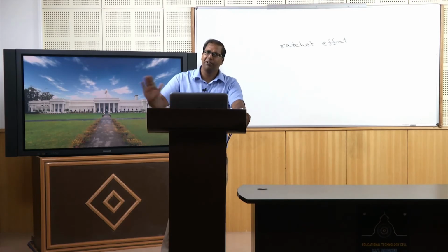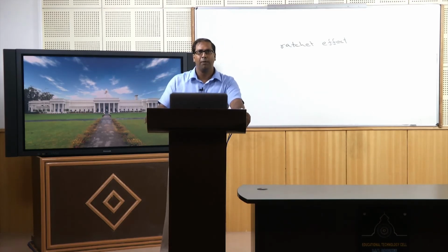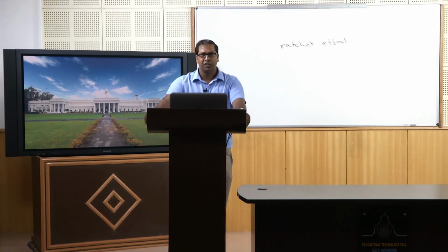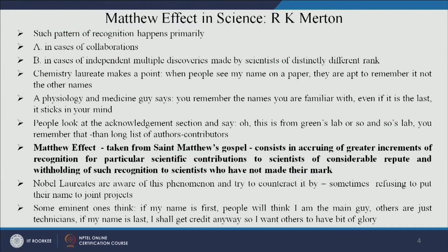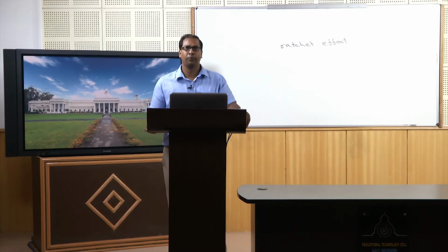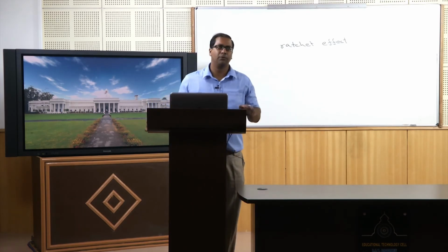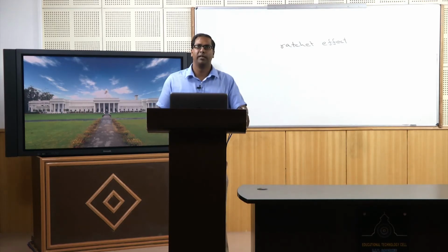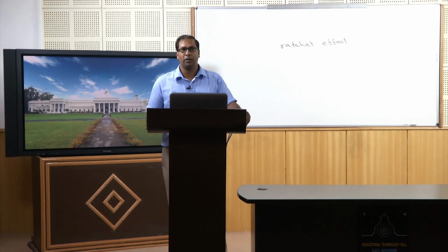People look at the acknowledgement. Even if your name is not there in the list of authorship, but you are acknowledged at the end of the paper or the book, people will look at the acknowledgement section and say, oh, this is from Green's lab or so and so's lab. So even if your name is not in the list of contributors, but you have been acknowledged in the book, thesis or article, people tend to notice that and say, oh, this is from this particular person's lab, or research group. Hence, automatically credit is given to the person who is well known.